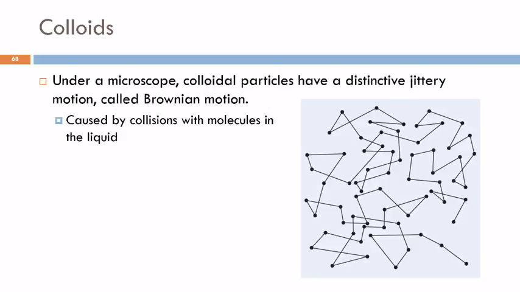These particles are large enough that they can be seen under a microscope, and we see this distinctive jittery motion. You can imagine this particle moving in little jerky, seemingly random directions. This is called Brownian motion, and it's caused by collisions between the particle and molecules in the liquid. Brownian motion occurs in gases as well.